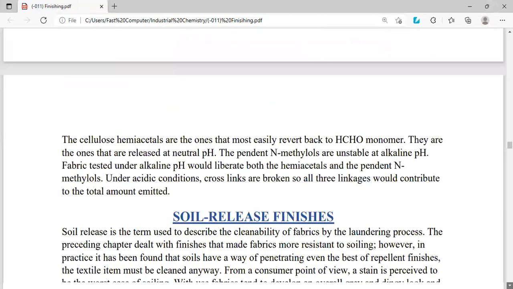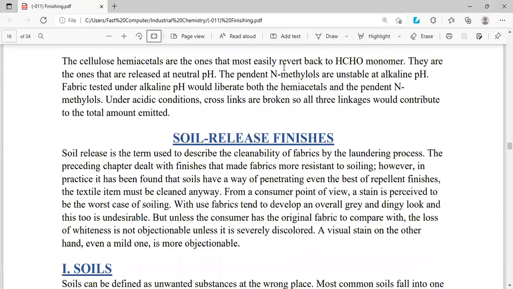The cellulose hemiacetals are the ones that most easily revert back to formaldehyde monomer. They are the ones that are released at neutral pH. The pendant N-methylols are unstable at alkaline pH. Fabric tested under alkaline pH would liberate both the hemiacetals and the pendant N-methylols. Under acidic conditions, crosslinks are broken, so all three linkages would contribute to the total amount emitted.